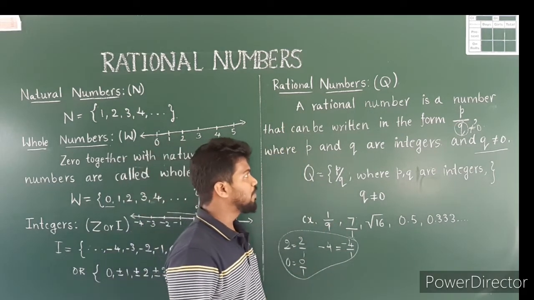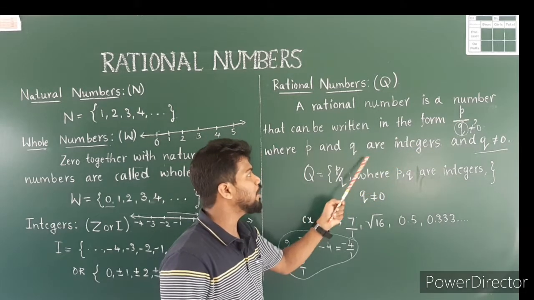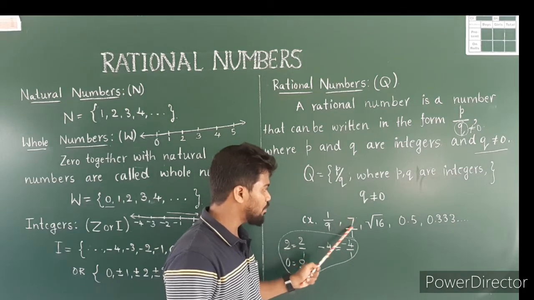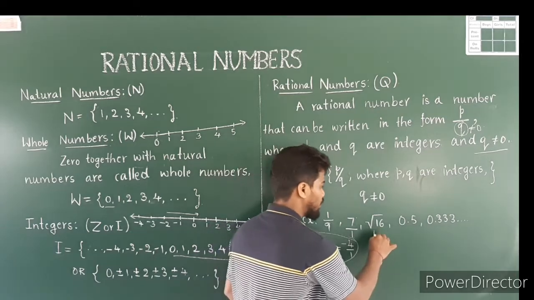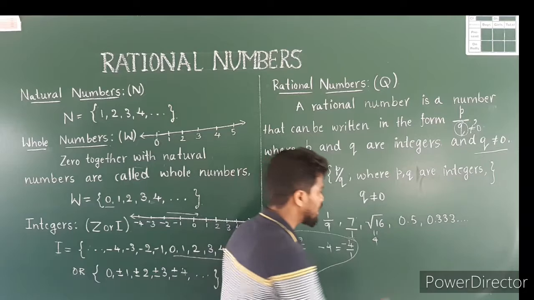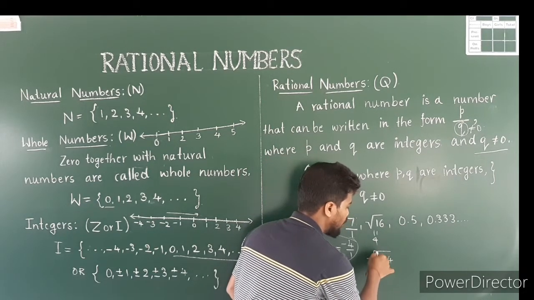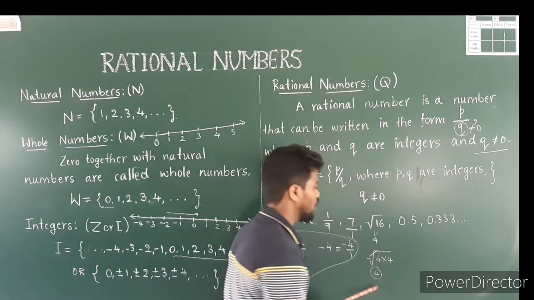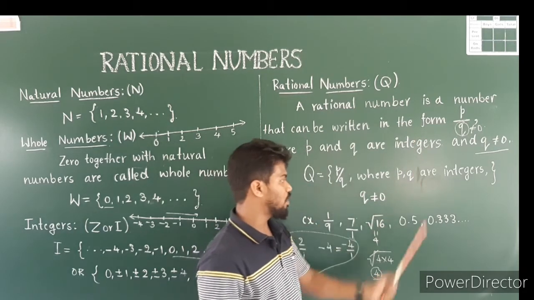Okay, so I repeat one more time. A rational number is in the form of p by q, where p and q are integers and q not equal to 0. So I wrote 7 by 1. Now root 16. The value of root 16, you know, is 4, since 16 can be written as 4 into 4. Therefore, if you remove the pair, you get only 4. So 4 is an integer, and you can write it as 4 by 1, which is in the form of p by q.